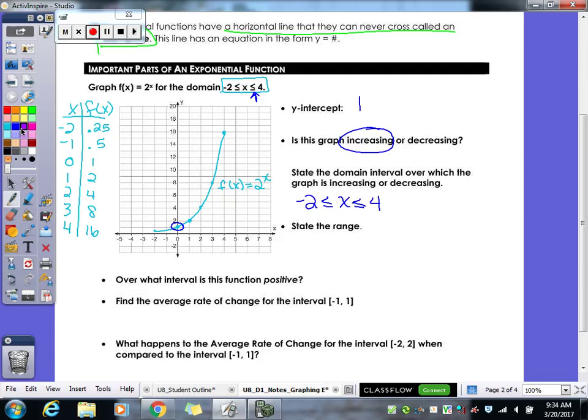Then they want us next to state the range. Now, since the domain was given to us like this, your range is going to look very similar. We just got to use a y in the middle. So you can use your table to help you. What is our lowest y value? 0.25. So that's going to go over on the left. What's our highest y value? 16. So that goes over on the right. So you just got to copy the same way they gave it to you.